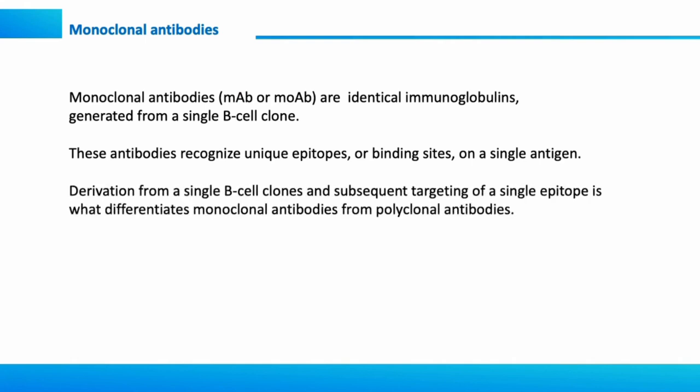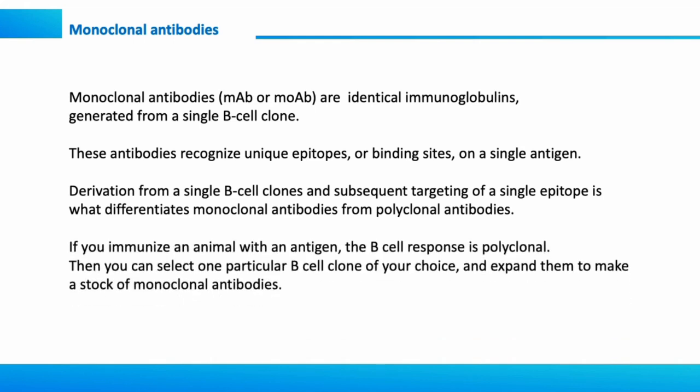We do have an image I'll show you so that you will have a better understanding of this. And the next point is they are derived from a single B cell clone. And they target only a single epitope. That is the feature which differentiates monoclonal from polyclonal, as we discussed. And this is how we synthesize it. If you immunize an animal with an antigen, the B cell response is polyclonal.